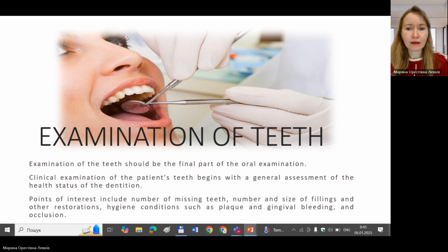Examination of teeth. Examination of teeth should be the final part of the oral examination. Clinical examination of the patient's teeth begins with a general assessment of the health status of the dentition. Points of interest include number of missing teeth, number and size of fillings and other restorations, hygiene conditions such as plaque and gingival bleeding, and occlusion.